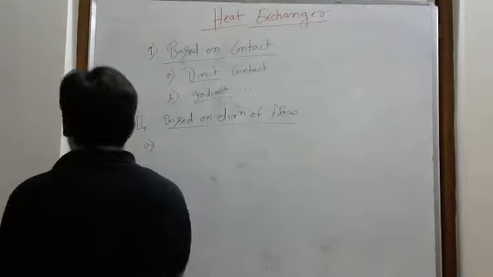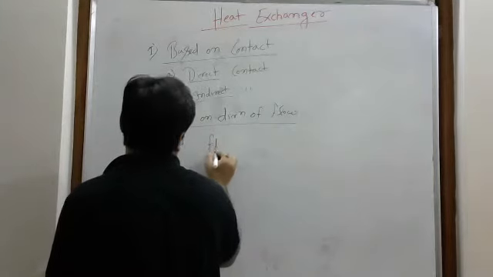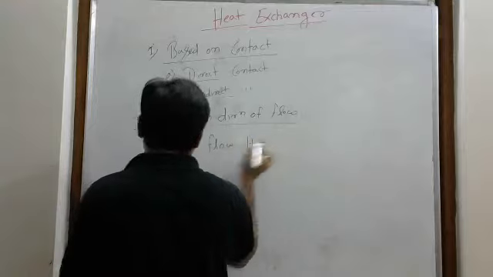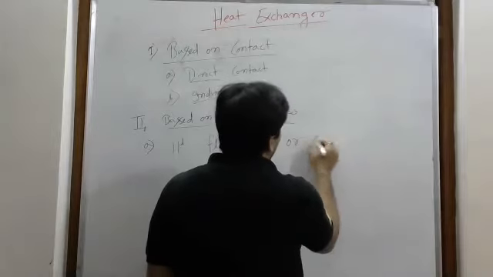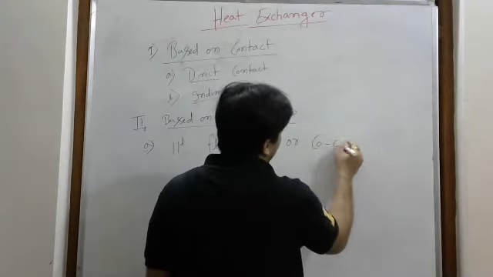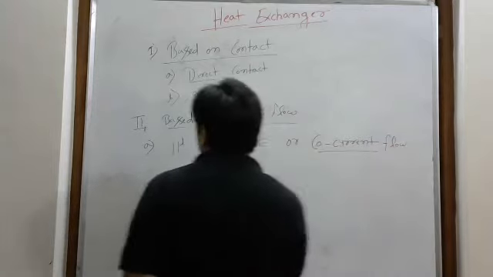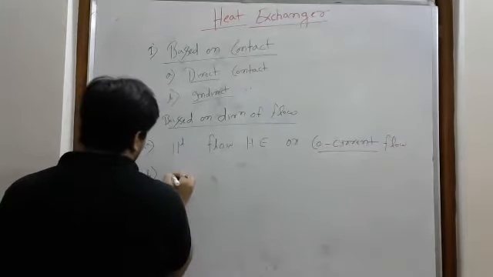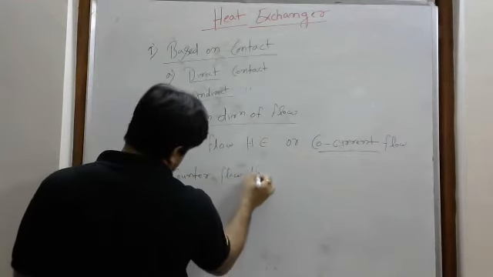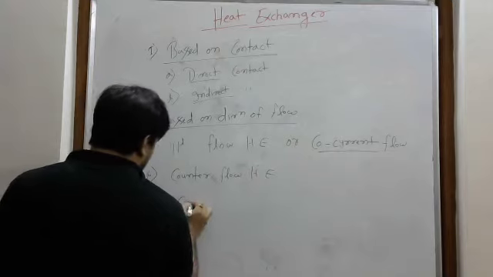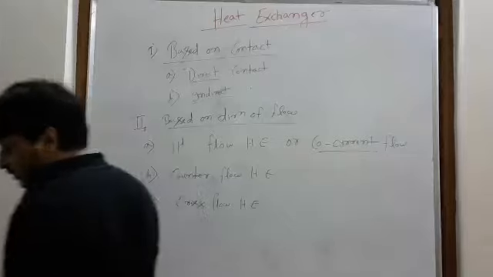First you write A. A is a parallel flow heat exchanger, or you can write co-current flow heat exchanger. B, counter flow heat exchanger. C, cross flow heat exchanger.